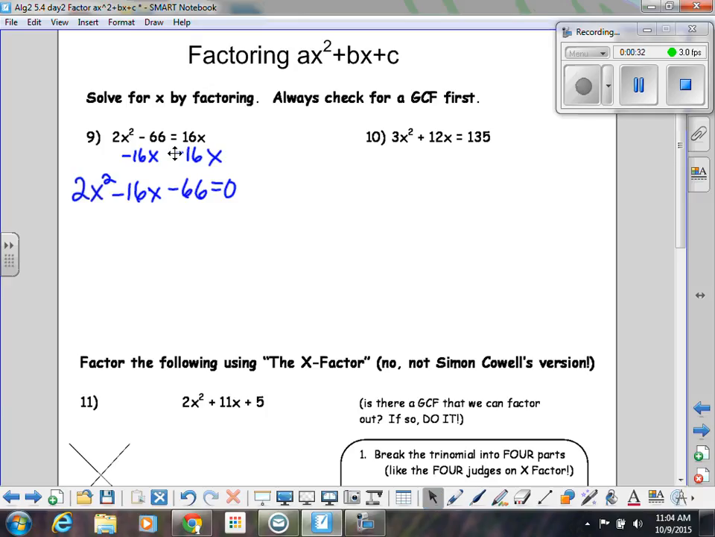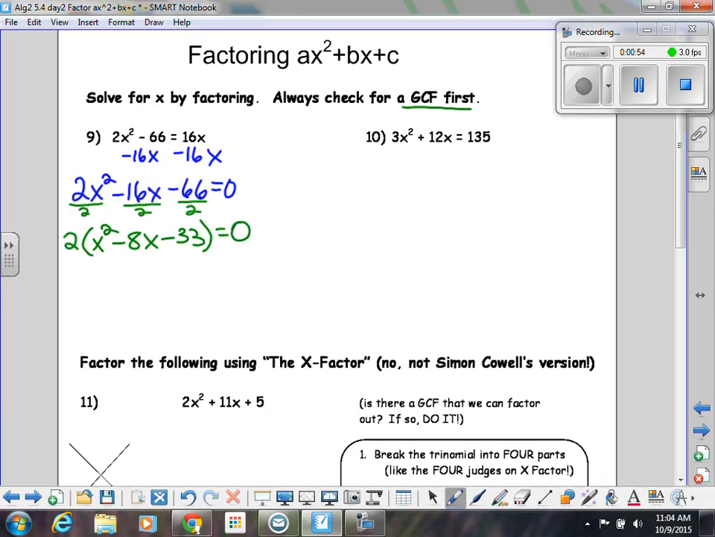Now what we're going to do is, remember we talked about looking for the greatest common factor. So can I divide each of these terms by the same number? Yes, I can divide everything by 2. So I want to make sure that I keep that 2 out in front, but then that leaves me with x squared minus 8x minus 33.